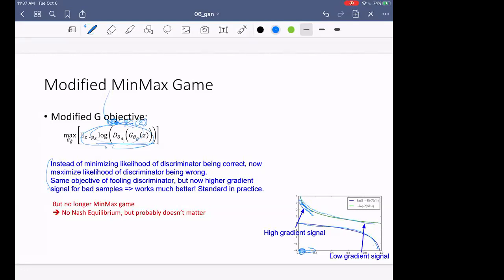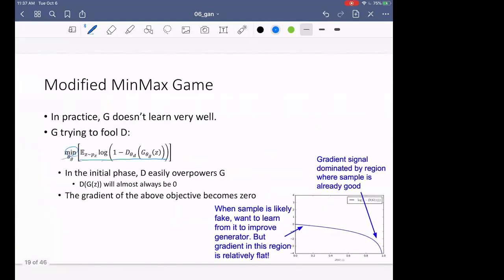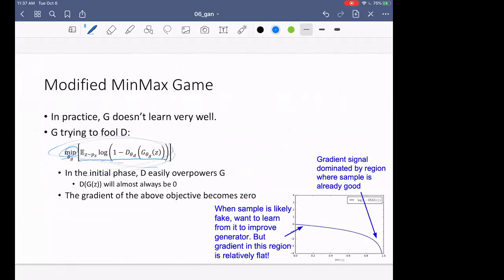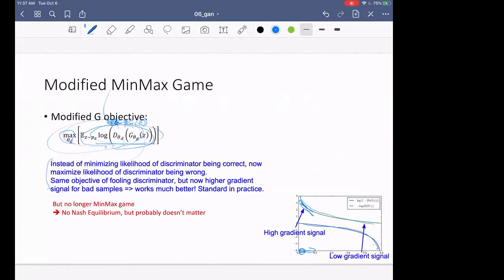But the problem is it's no longer a minimax game now, because it's a max game. You're maximizing the terms. So there's no need to discuss all the Nash equilibrium and all that, because now we're not even using the min-max game anymore. But in reality, this really helps. If you use the original term, it doesn't train well. But if you use this modified term, it works. You rarely use the original GAN. You usually use the modified GAN.